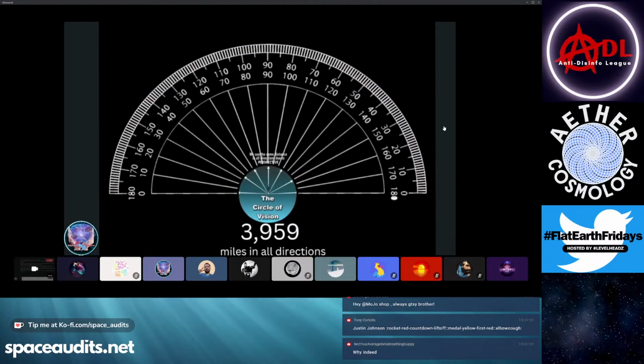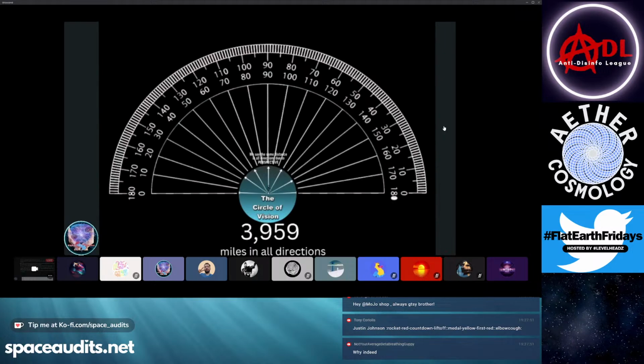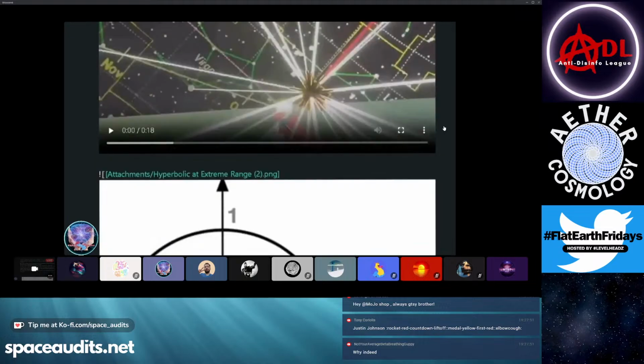So again, we see the same distance in all directions. This is a representation of a yardstick extending out, 3959. And again, just to the celestial heaven, obviously not below you. It's really just a hemisphere. And again, it's from front and back, and it's extending in all directions. So that's just what we're going to be using it for.